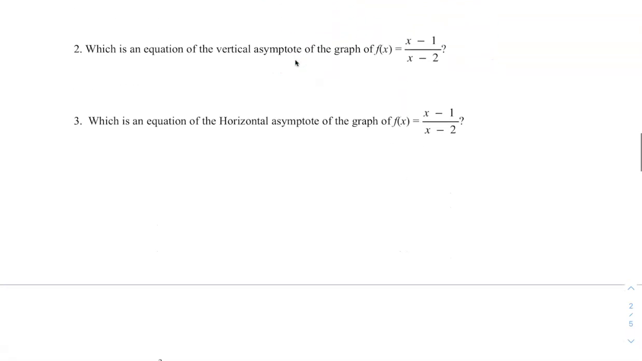Write an equation to find the vertical asymptote. All we've got to do for that is set the denominator equal to 0 to get the vertical asymptote. So x minus 2 equals 0. So x equals 2. Vertical asymptote.